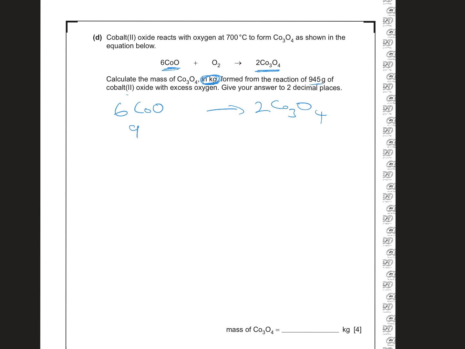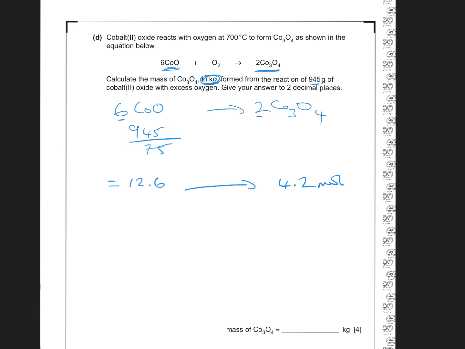I start off with 945 grams, so I've got to convert this to moles. The RFM of cobalt 2 oxide is 75, so that equals 12.6. It's a 6 to 2 ratio, so it's 3 to 1. So that means it will form 4.2 moles of the cobalt 3 oxide.